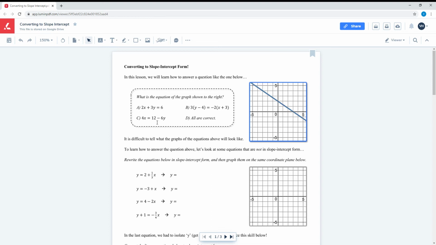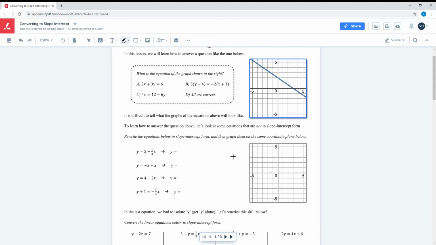I know you want to say, well, 12 and 6. It's not like that because remember, the slope-intercept form is y equals mx plus b. So if it's not in this form where y is alone, we can't actually gather information from it, okay? So to learn the answer above, we actually have to look at equations that are not in slope-intercept form.